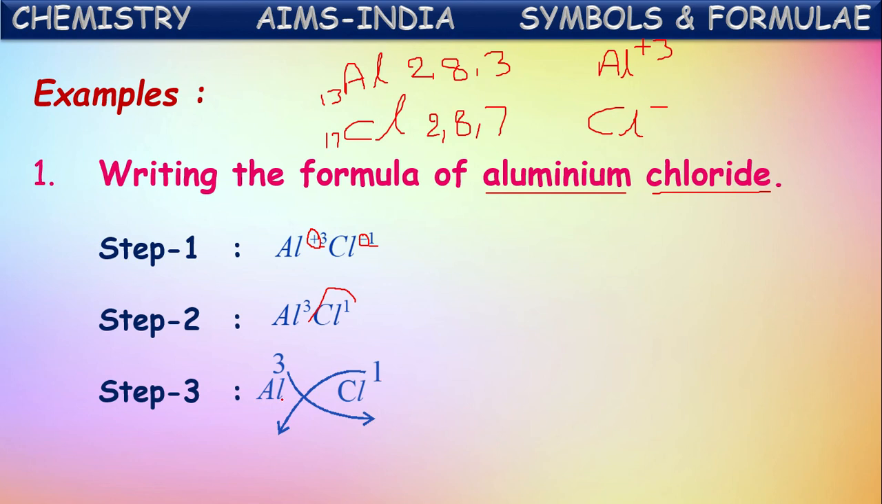So actually we get it as Al1Cl3. But if it is 1, need not mention. Okay, now the formula of this compound will be AlCl3. The chemical formula for aluminum chloride is AlCl3.